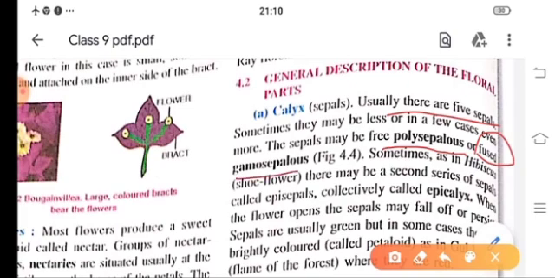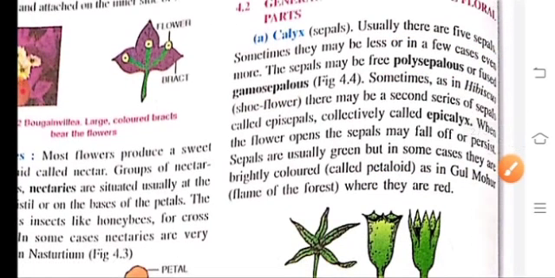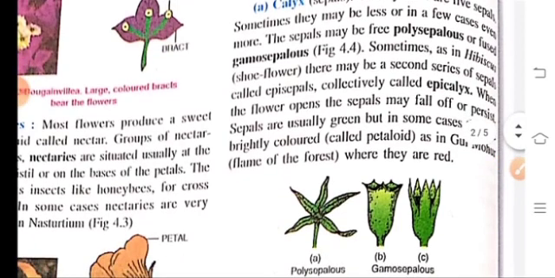Sometimes in hibiscus, there may be a second series of sepals and they are known as epicalyx or episepals. Now sepals may fall off or they may remain attached to the fruit, like in tomatoes. They may be brightly colored or they may be green in color.